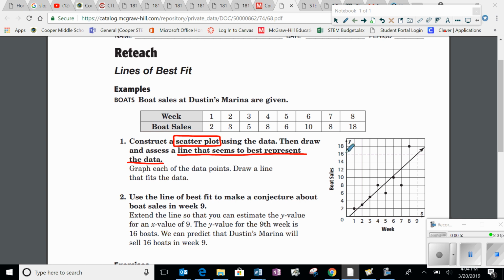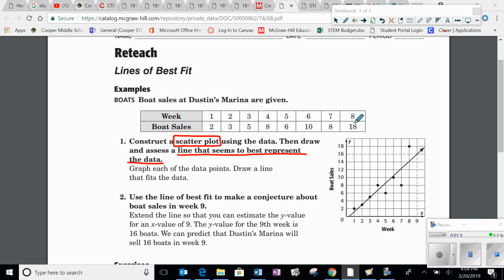Notice the scale that the boat sales is counting by. It is not just simply the numbers in the table. We are not taking the numbers from the table and writing it as our scale. We are evenly spacing and counting by the same amount each time. You can count by ones, or in this case, by twos. You could count by fives, tens, depending on your data. We are counting, in this case, by twos up to 18 because 18 is our highest value.